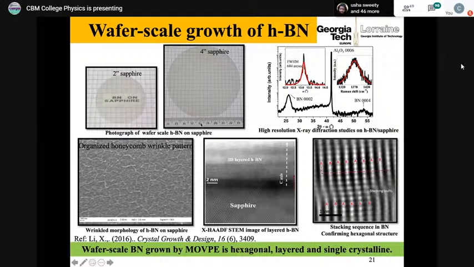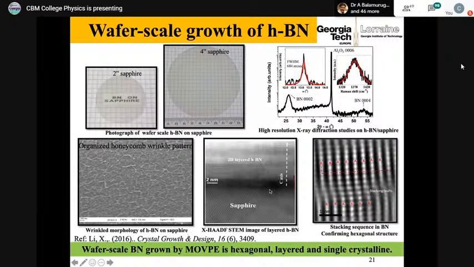Here you can see 2-inch boron nitride on sapphire substrate. Here you can see boron nitride again on 4-inch substrates. Nobody had demonstrated the wrinkle patterns in boron nitride. We have optimized our conditions in such a way that we have the best quality boron nitride on sapphire substrate. This was done in 2016. Even the Nobel Prize winner I showed in the previous slide, Hiroshi Amano, demonstrated this kind of pattern on sapphire substrate with boron nitride in 2018.